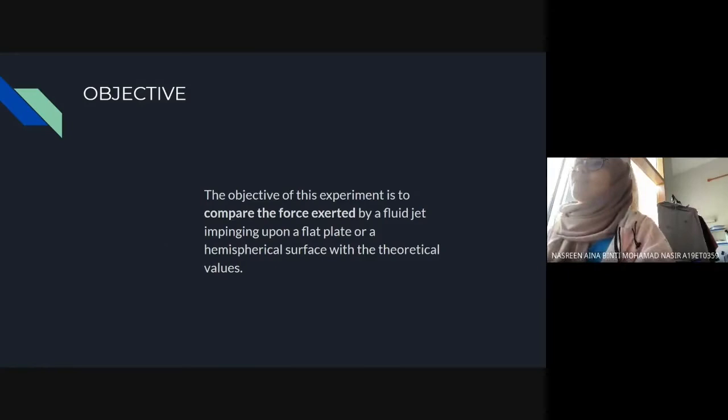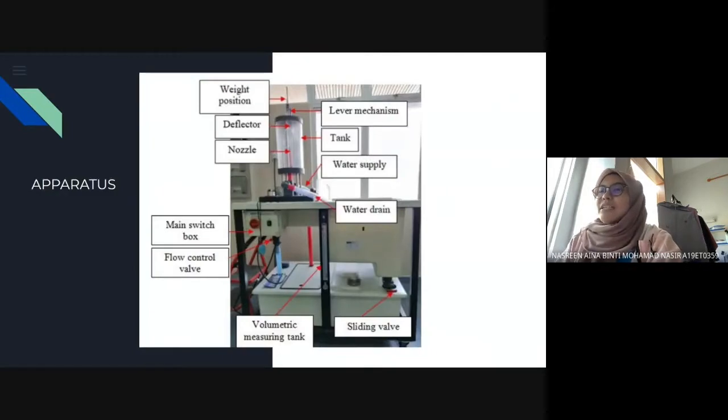So the objective of the experiment is to compare the force exerted by a fluid jet impinging upon a flat plate or a hemispherical surface with the theoretical value. Next. These are the apparatus used in this experiment: weight position, deflector, nozzle, lever mechanism, tank, water supply, water drain, main switch, bulb, flow control valve, volumetric measuring tank, and lastly, sliding valve.